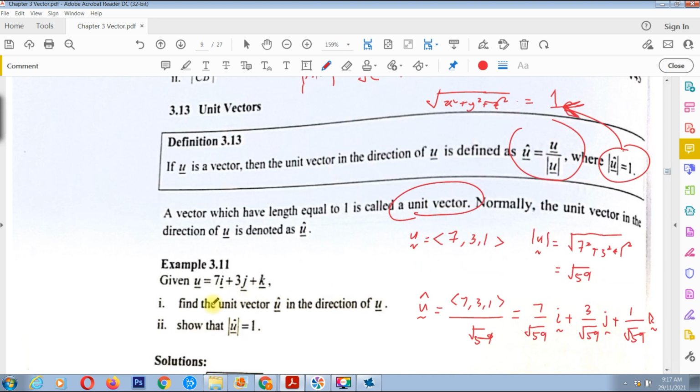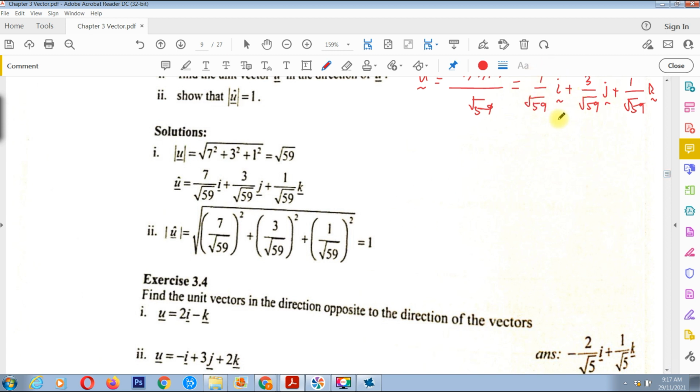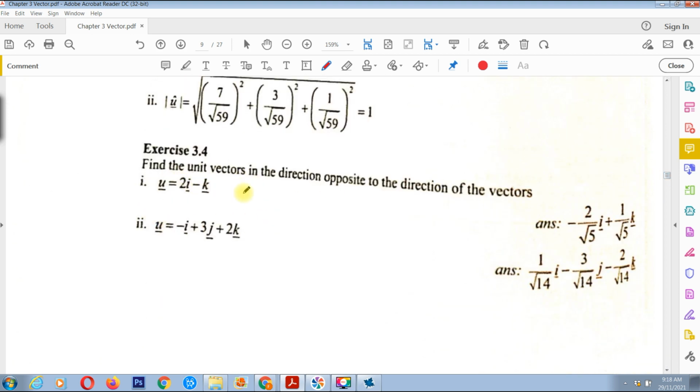Now we want to show that this is equal to 1. So we take the coefficients of i, j, k, square them, take the square root, and then we get 1. Okay, this exercise: first of all, you need to find the magnitude of u. Take the coefficients, 2 squared and negative 1 squared, so we get 4 plus 1, square root of 5. So put it inside here, so negative 2.